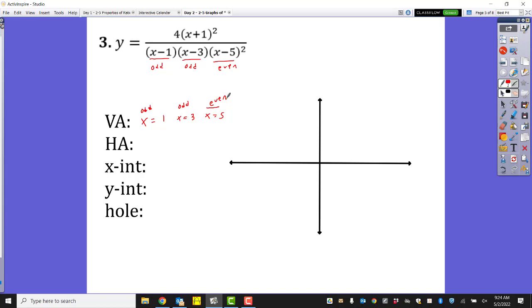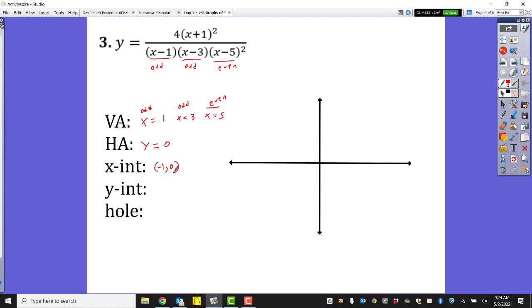Okay? Horizontal asymptote, we look at the degrees. Degree on bottom is 4, degree on top is 2. So the bottom's bigger, so we still have y equals 0. X-intercept, so when the numerator is equal to 0, this is at negative 1. So we have negative 1 comma 0.